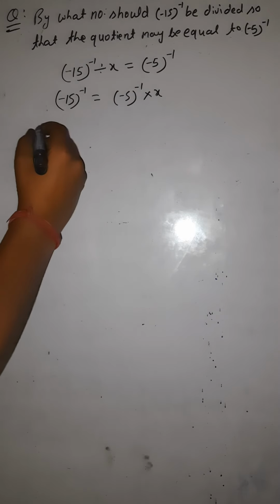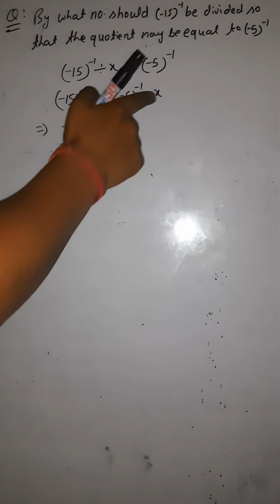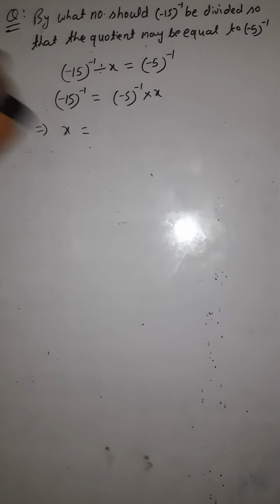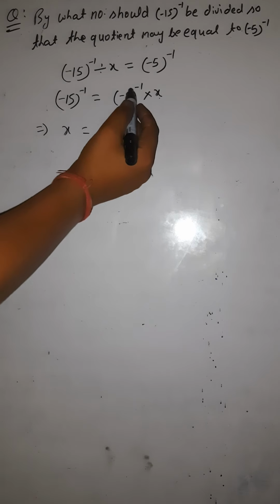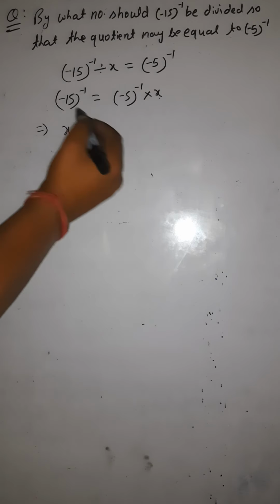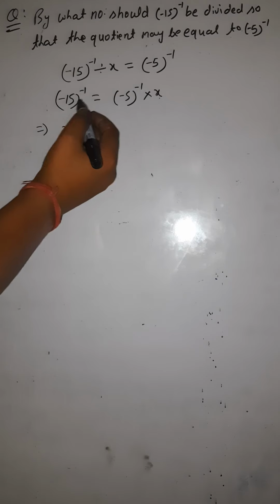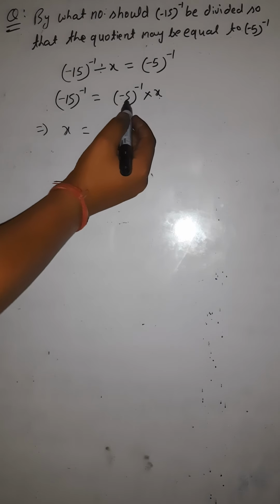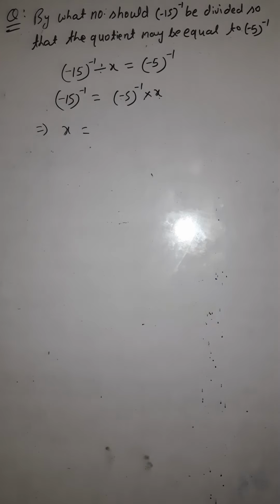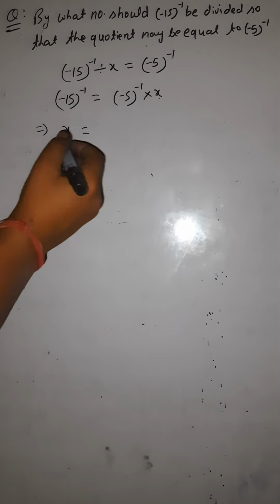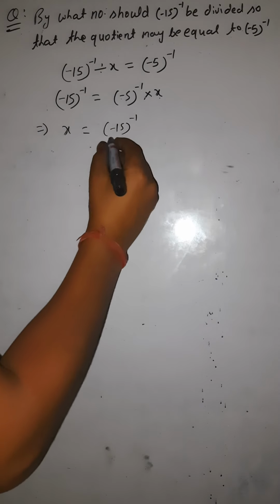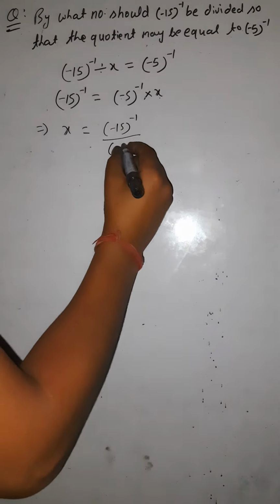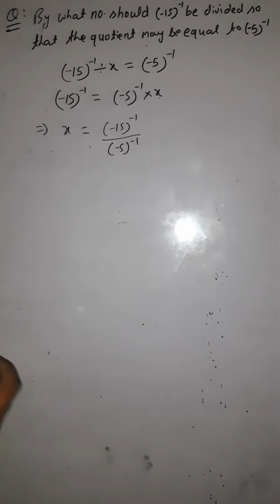So if I want to write the value of x, it can be written as x is equal to how much? For that purpose, if x is here, this (-5) raised to the power minus 1 has to go here. So how will it go there? Right now if you see, this (-5) raised to the power minus 1 is multiplying here, so it would divide here now. Are you getting this? Very good. So I can write this as (-15) raised to the power minus 1 divided by (-5) raised to the power minus 1.